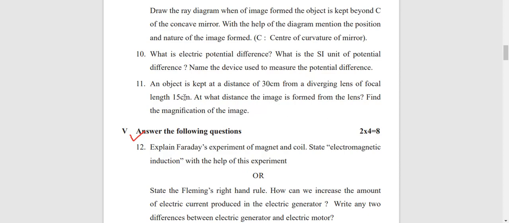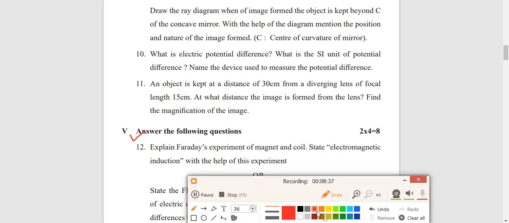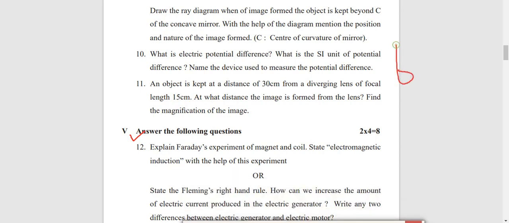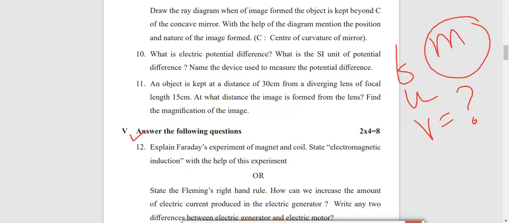Focal length is given, that is 15 cm. Object is kept, means object distance u is given, that is 30 cm. Focal length is given, object distance u is given. At what distance the image is formed from the lens, means we have to find the image distance v. Find the magnification of the image. That also we need to find.